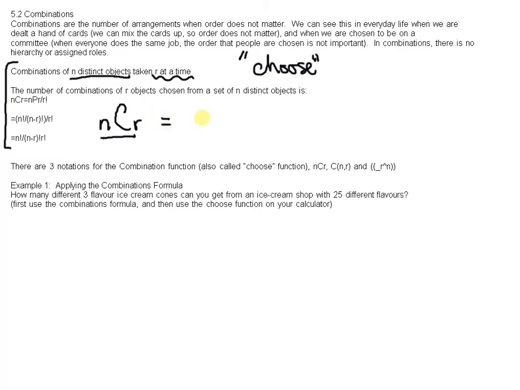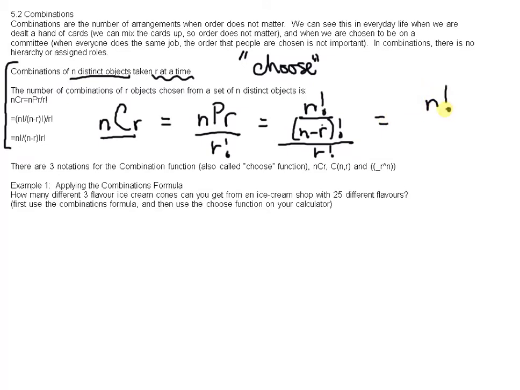And the actual formula for this is nPr over r factorial. And again, nPr, we've seen that before. It's n factorial over n minus r factorial, and that's all over our r factorial. Or in other words, n factorial over n minus r factorial times r factorial. And we will use some of these.